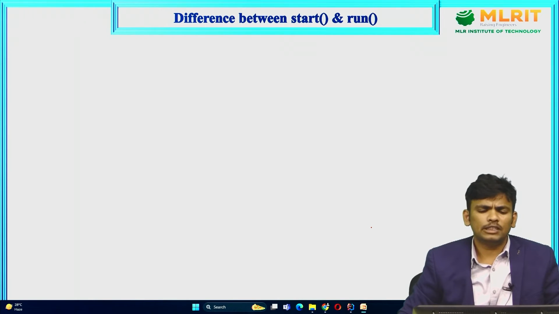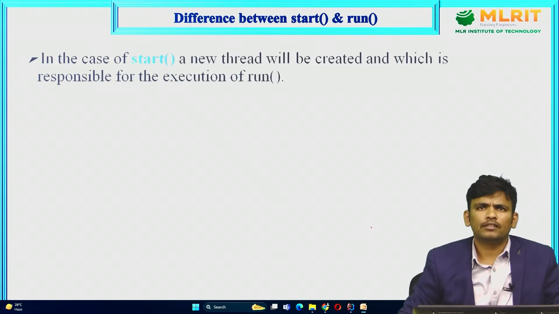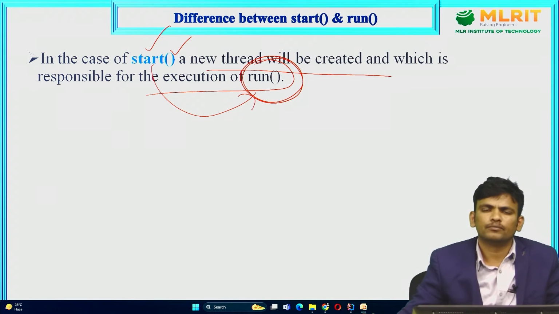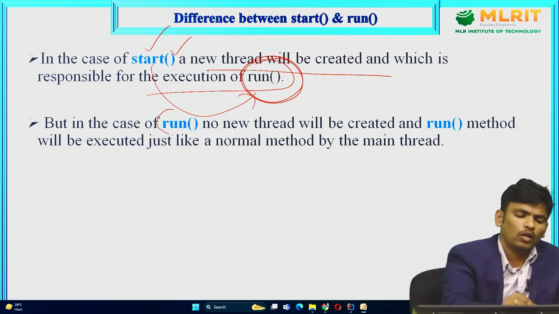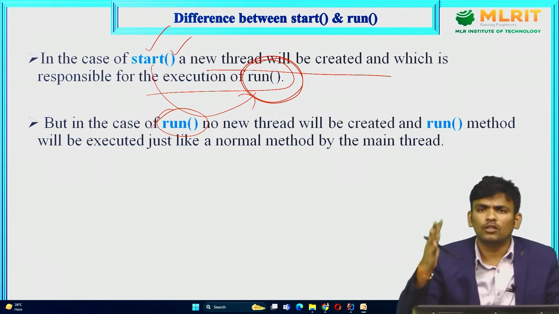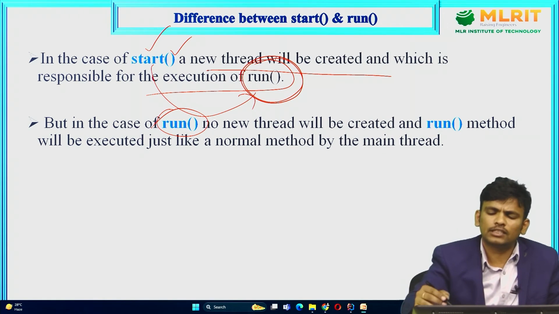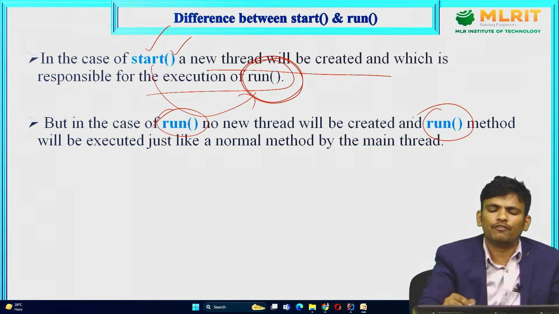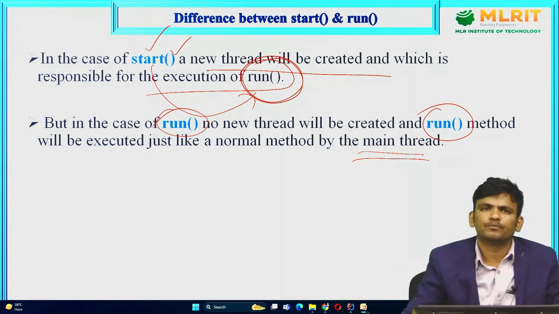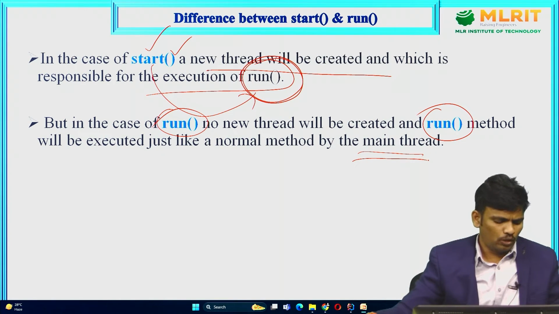Now, the difference between the start method and the run method: if you call only the run method, no new thread will be created. It is just like a normal method call, and no new thread will be created. So it will be treated as only the main thread.